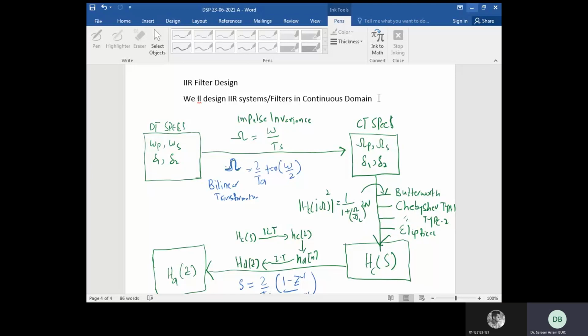So I am giving this example from 2007 onward. If you see the diagram, these are the specs: omega pass, omega stop, delta 1, delta 2, right? So you have discrete time specs. Why is it called discrete time specs? Because you have discrete specs, omega stop, omega pass. You don't need continuous time specs. So it's a discrete frequency as well.